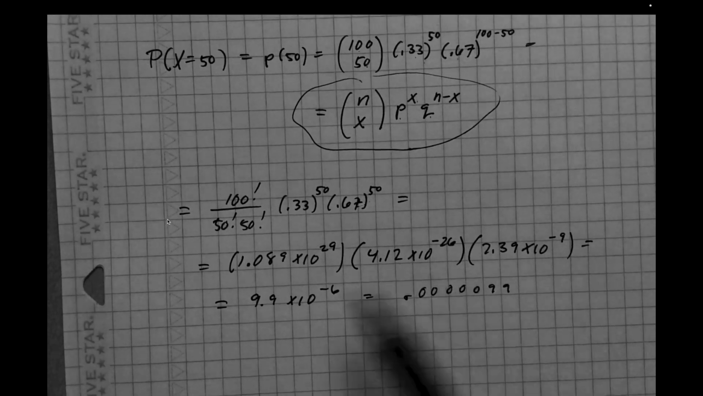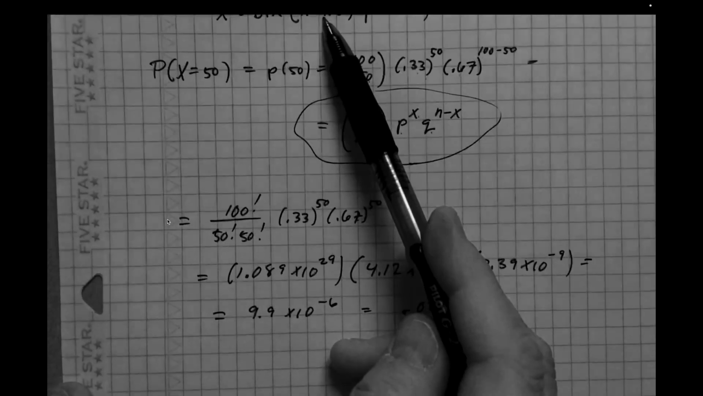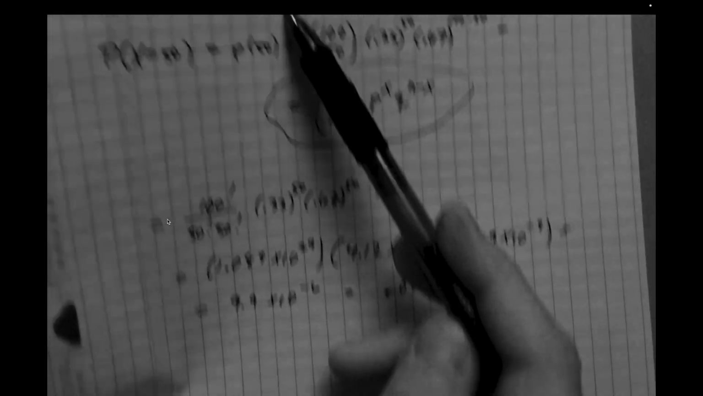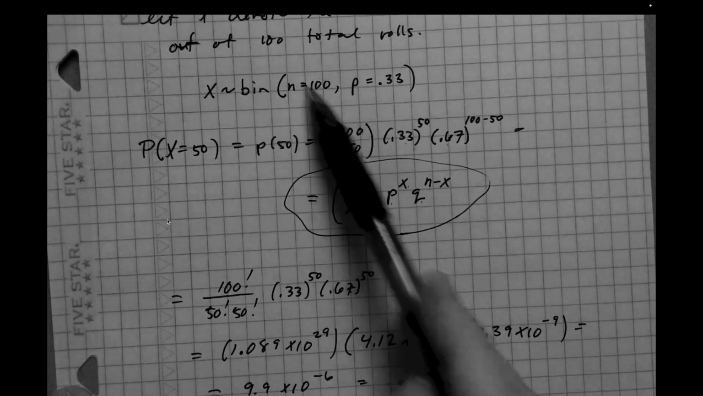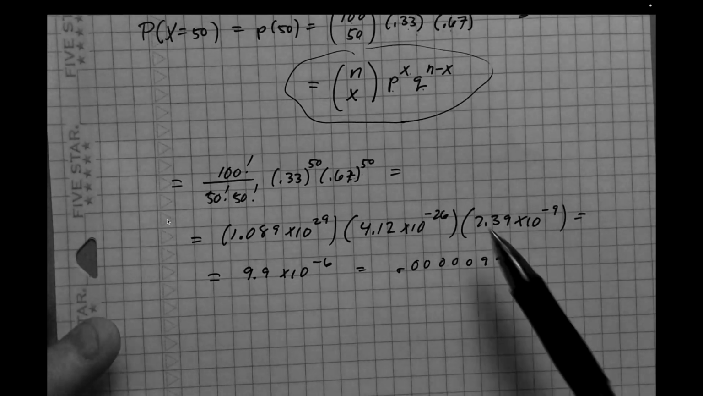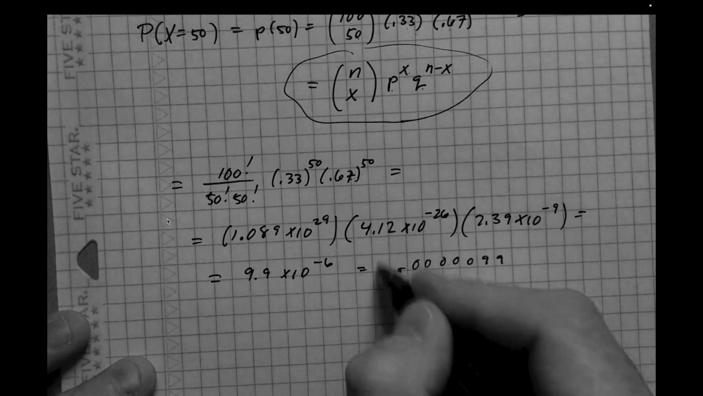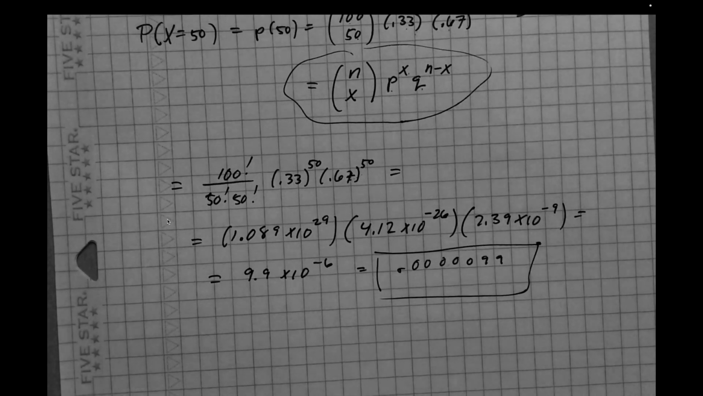Also, the fact that n equals 100, or 100 different trials, is also going to make any one outcome less likely than if there were fewer trials. Okay, and so this is the probability of getting 50 successes out of 100 in this exact scenario.